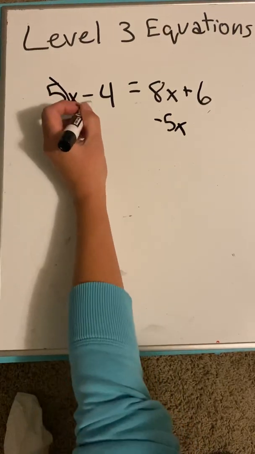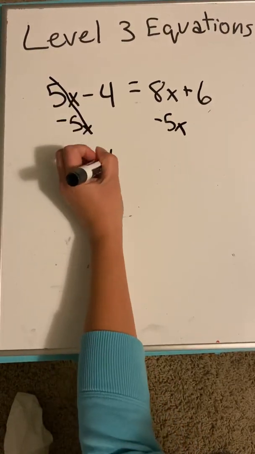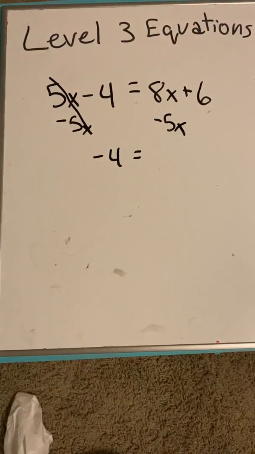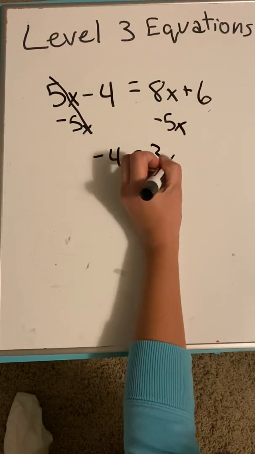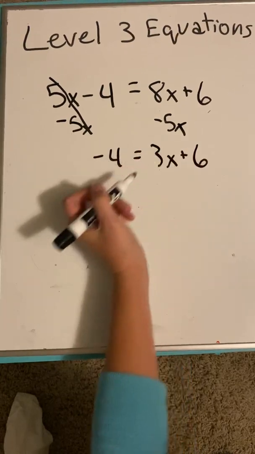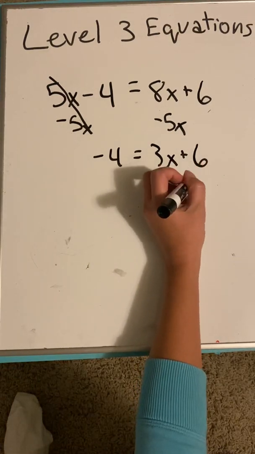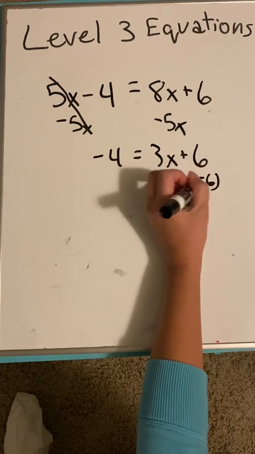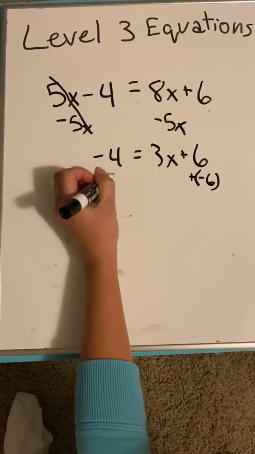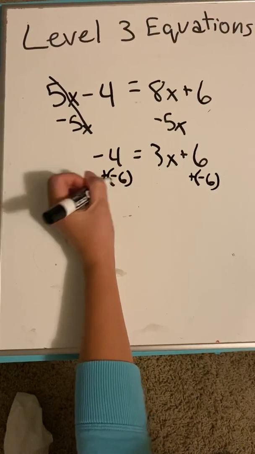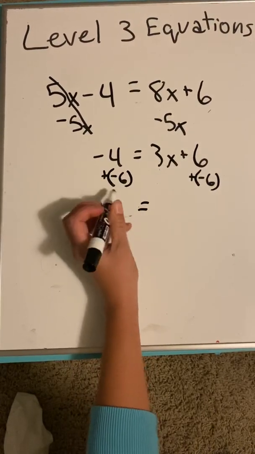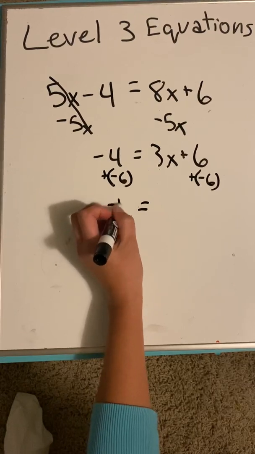That's gone. Be careful. Lots of people drop this sign, but that 4 is negative, so that sign always goes with the number that it's in front of. 8x minus 5x is 3x. 3x plus 6. Because we put our variable on the right, our constant needs to go on the left. So I'm going to add negative 6. Again, you can subtract 6, but this helps with my integers over here. It's a lot easier for me to see negative 4 plus negative 6 is negative 10.